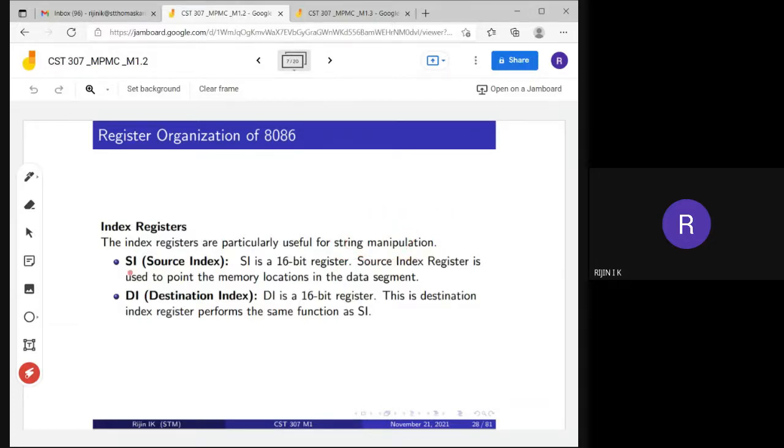So this is source index. Source index is a 16-bit register. The source index register is used to point to the memory location in the data segment. Then next is destination index. The operation is similar to the source index register, but it is the destination index. It is also a 16-bit register. So these are the two index registers in 8086, both 16-bit registers.